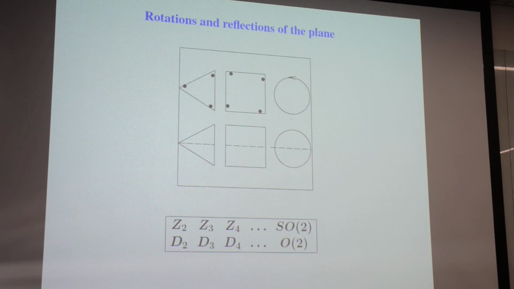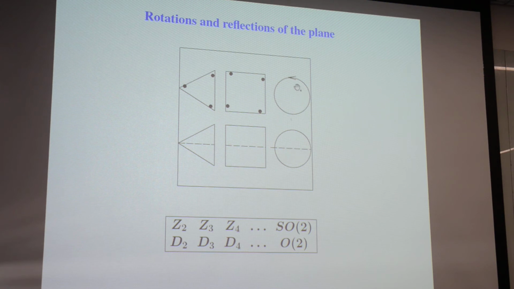Right? So I've drawn those dots to distinguish. This triangle is symmetric under rotations but not reflections, whereas this triangle is symmetric under both rotations and reflections. And the same thing is true of this square here. Now what about the circle?